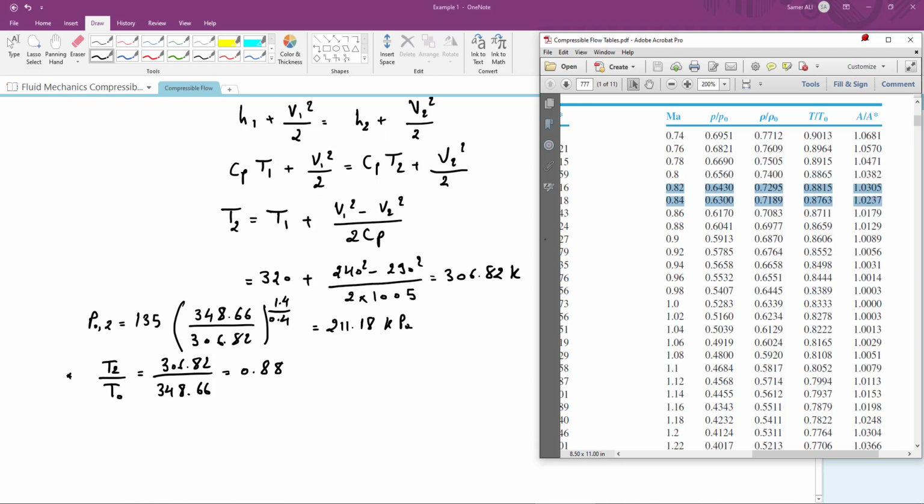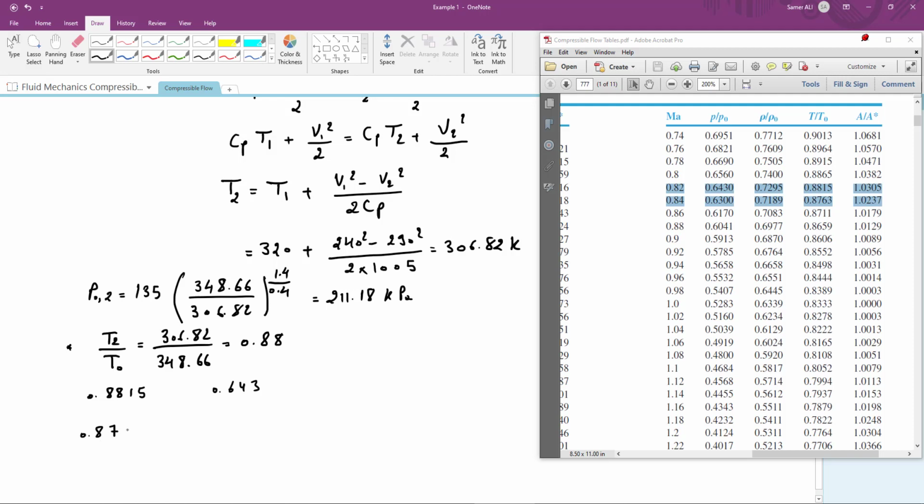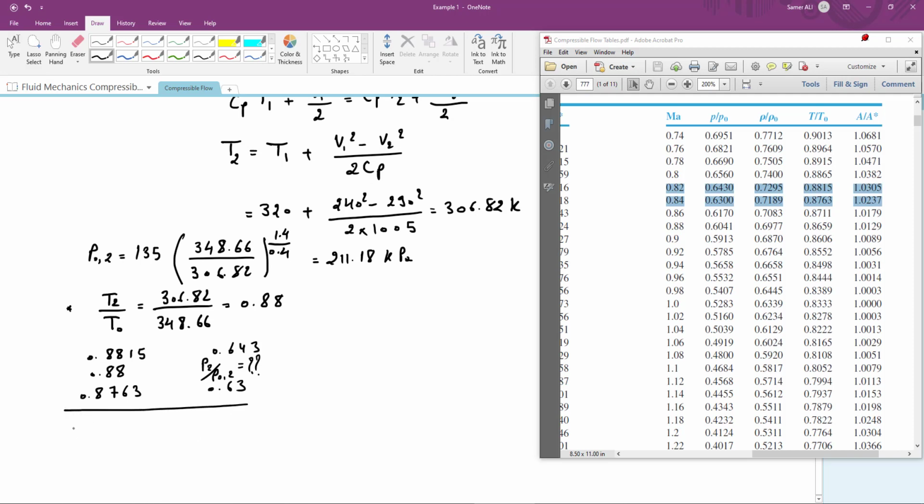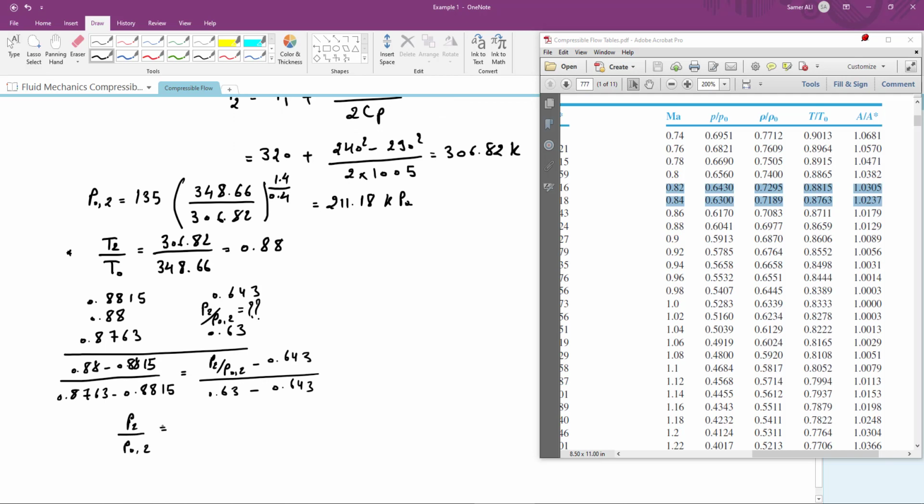Let's do a linear interpolation. At 0.8815, we have a pressure ratio of 0.643, and at a temperature ratio of 0.8763, we have a pressure ratio of 0.63. So at T2 over T0, which is 0.88, what will be the pressure ratio P2 over P02? Also, you can do a linear interpolation: the second row minus the first over the third minus the first is equal to the second row minus the first over the third minus the first. So we can find P2 over P02 in this case will be equal to 0.6393.